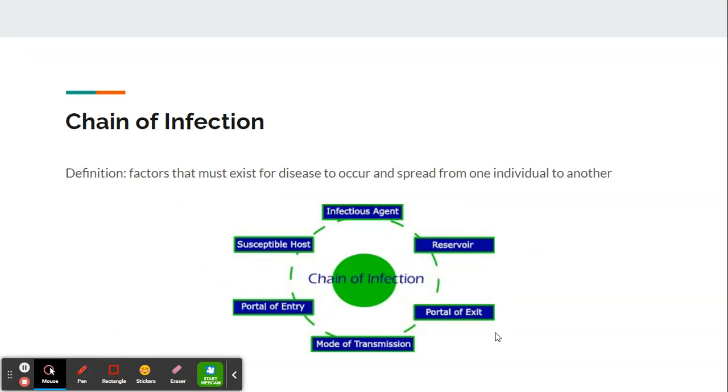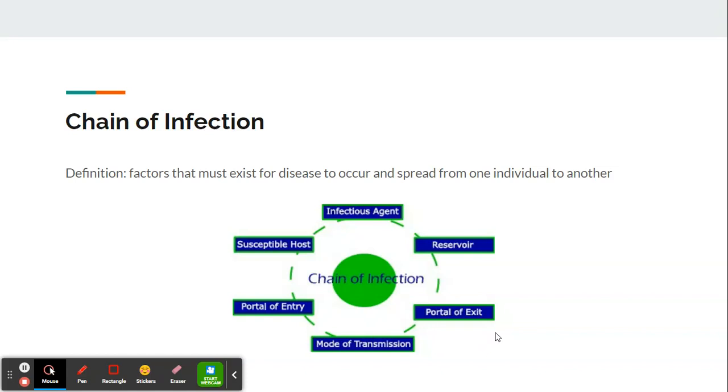So we've talked about the different types of microorganisms. We've talked about how they're classified. Now we need to look at how they're transmitted. To do this, we're going to look at the chain of infection. The chain of infection itself is the factors that have to exist for that disease to occur and for it to be able to spread from one individual to another.